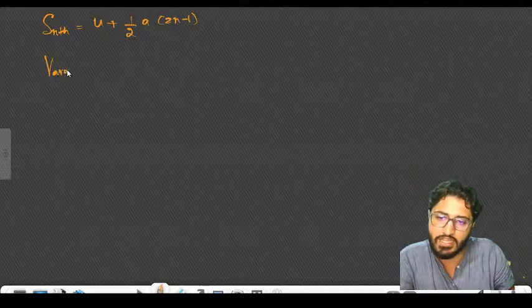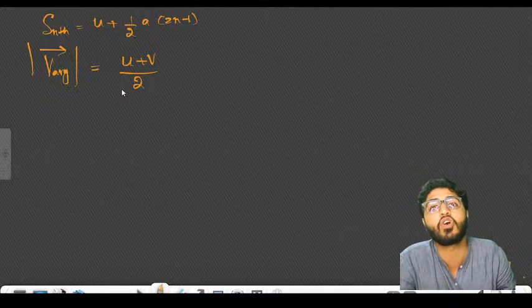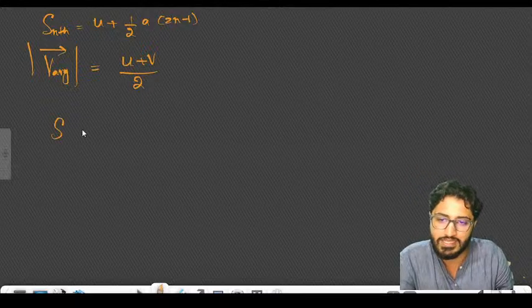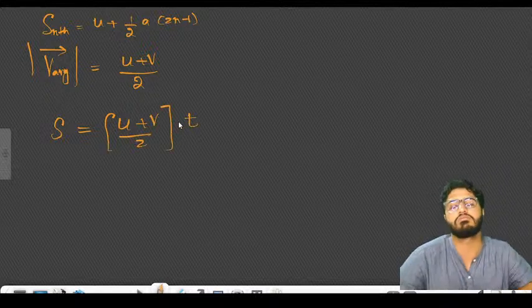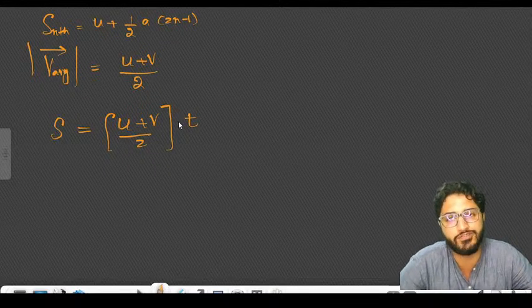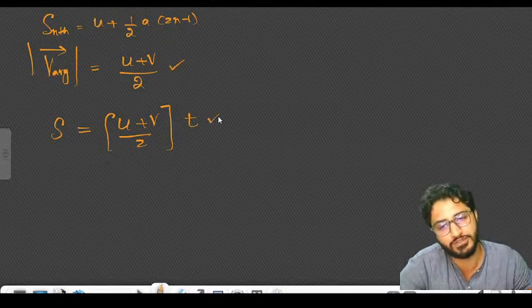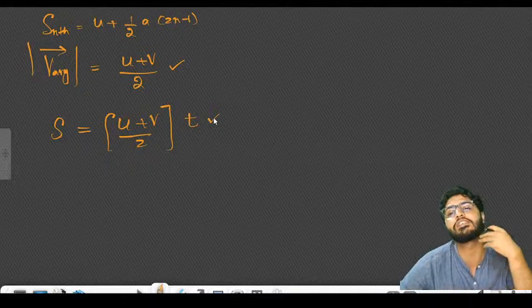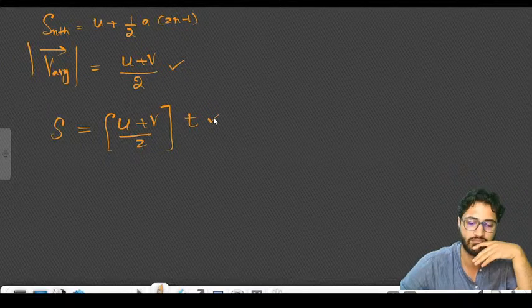Average velocity magnitude will be (u plus v) by 2, for constant acceleration. What is s, distance or displacement? It is (u plus v) by 2 into t. These are the most important formulas. If you open your PYQs, you will find numericals based on these two formulas. You need to have these formulas: u initial velocity, v final velocity, divided by 2.